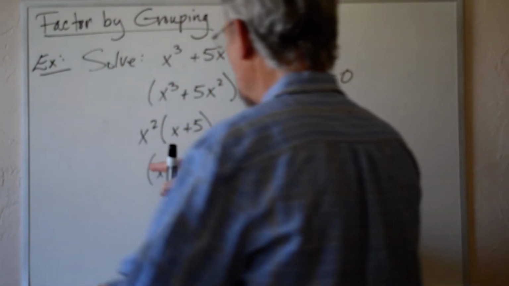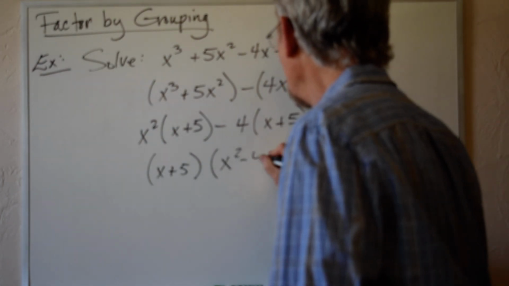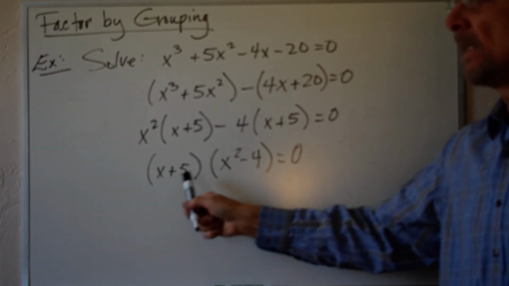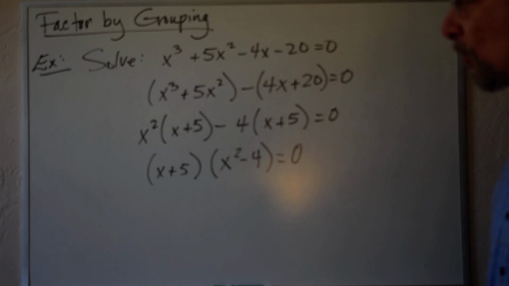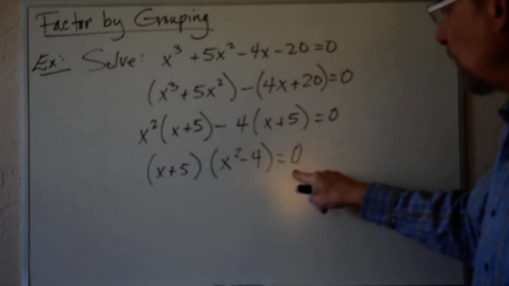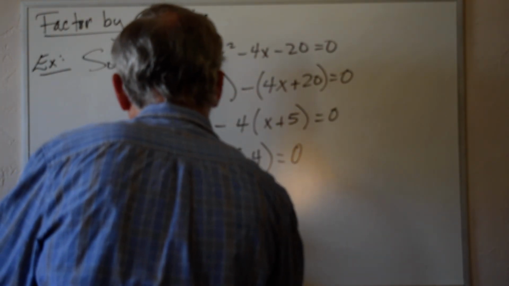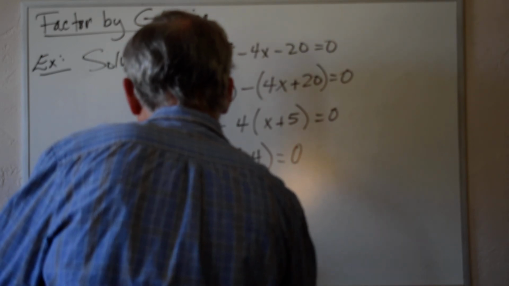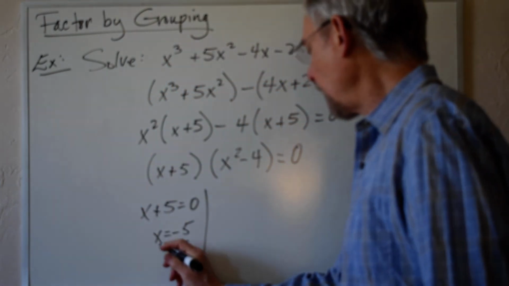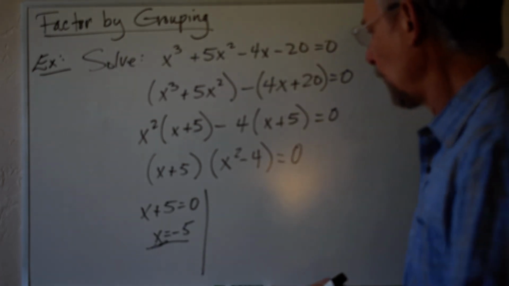I factor out the x plus 5, and that leaves me with x squared minus 4. And I've got to my situation that I'm always trying to create. I have 2 factors multiplying each other and resulting in 0, so I set each factor equal to 0. On this side, I figure out that x can be negative 5. That will be a solution of this.